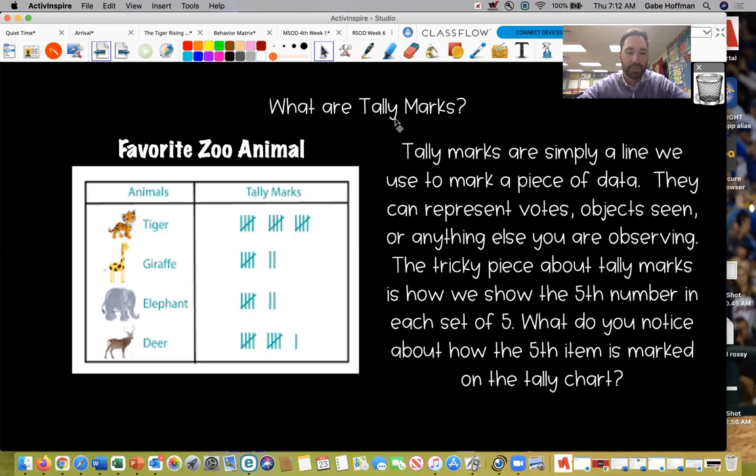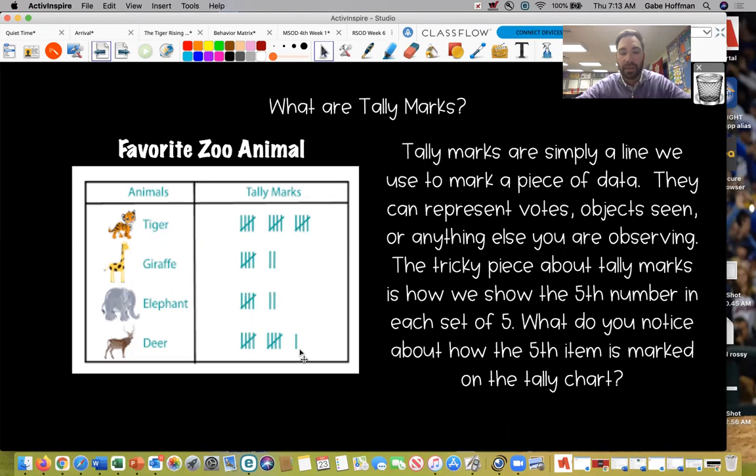And the only really tricky part probably about tally marks is that the 5th tally is marked with that little diagonal line, right? So if you look at tiger, I've got 1, 2, 3, 4, 5. And the reason we do that is it makes it easy to count by 5s. I can see that right here is 5 tally marks. So when I'm counting the tiger, I can just say 5, 10, 15. Or if I go down to the deer, I can say 5, 10, and then one more is 11.